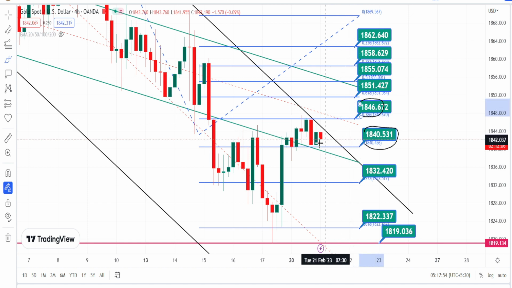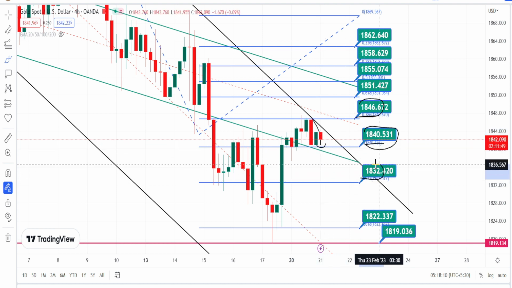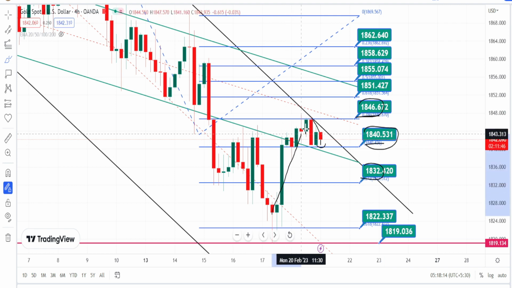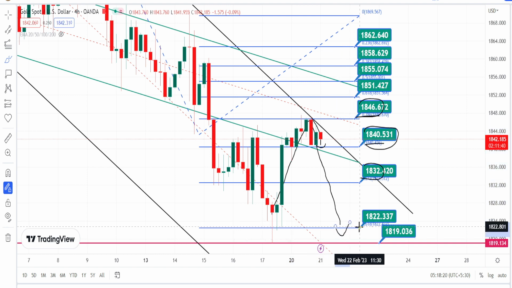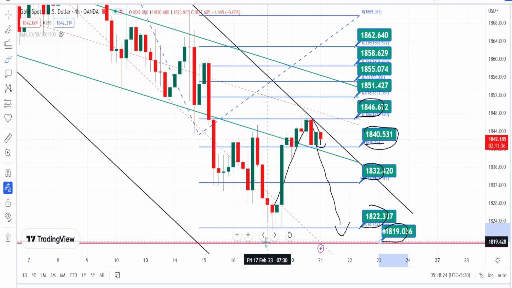Currently, the price action is trading between the resistance level of 1846 and support level of 1840. Once the price action breaks this support level of 1840, next level of support is going to be around 1832, which means that we'll get a confirmation on the bearish side trend continuation, and next level of support is going to be around 1822 and 1819. And this level of 1819 is a very strong support.